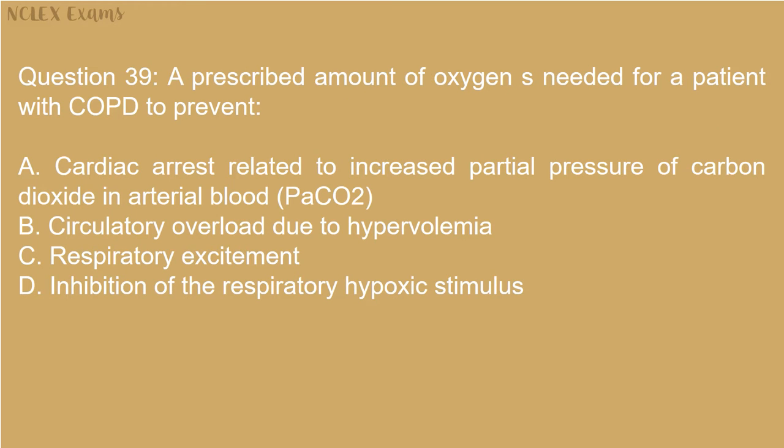Question 39. A prescribed amount of oxygen is needed for a patient with COPD to prevent: A. Cardiac arrest related to increased partial pressure of carbon dioxide in arterial blood (PaCO2). B. Circulatory overload due to hypervolemia. C. Respiratory excitement. D. Inhibition of the respiratory hypoxic stimulus.